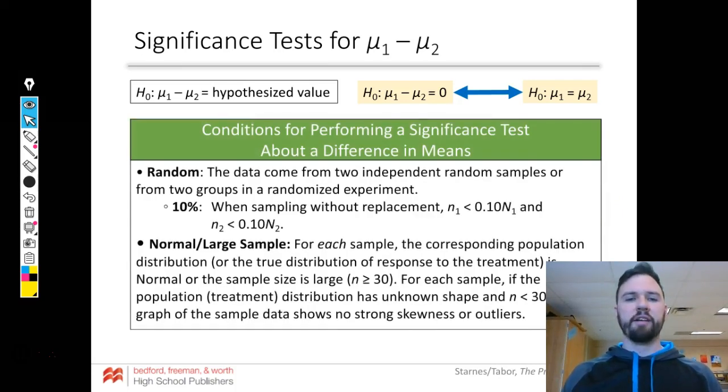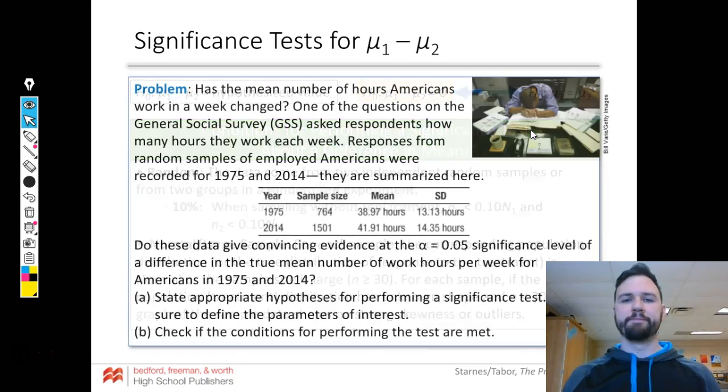Guess what the conditions are? Exactly the same. That's the confidence interval, okay? They're exactly the same. So I'm not going to spend a lot of time on it.